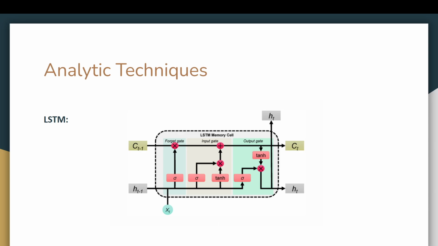Output gate decides what the next hidden state should be. It uses a sigmoid function to determine which part of the cell state should be output. The cell state is updated by forgetting some information and adding new information. The hidden state is updated based on the output gate's decision.